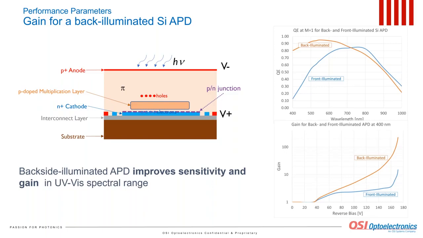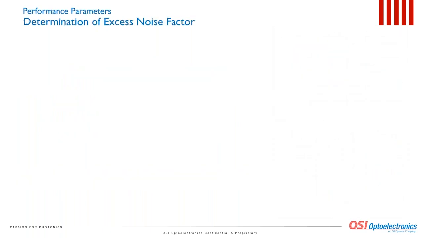Let's now spend a few minutes showing how to estimate the excess noise factor for APD. This is probably one of the most difficult parameters to determine. In fact, each design of APD may require a unique approach, and it may become more like an art rather than science and technology to determine the F factor value.